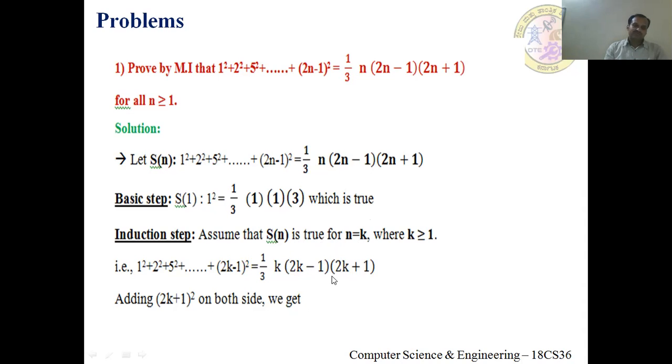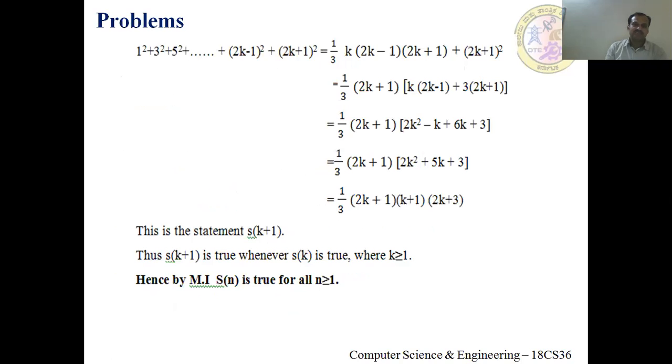See, in order to derive that, we need to add some value here. How to add the value? Take the last term in the LHS. Wherever k is there, replace it by k plus 1. 2 into k plus 1 minus 1 is 2k plus 2 minus 1, that is 2k plus 1 whole square. Now it becomes 2k plus 1 whole square. Then we add this 2k plus 1 whole square on both the LHS and the RHS of this equation. Then you are going to get the following equation.